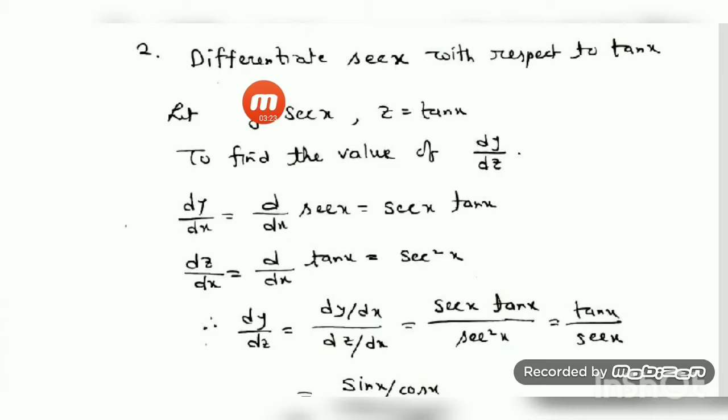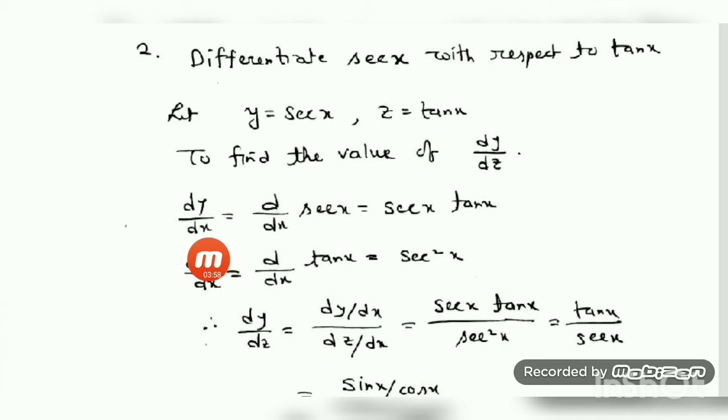So the second question: differentiate sec x with respect to tan x. That means you have to find d(sec x) by d(tan x). Directly we cannot do it. So we name it as y. Say y equal to sec x and z equal to tan x. Now your aim is to find what? dy/dz, right? So you see y and z both are functions of x. So as in the previous one, your parameter is x. So let us differentiate both of them with respect to x.